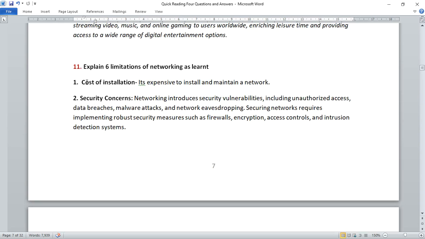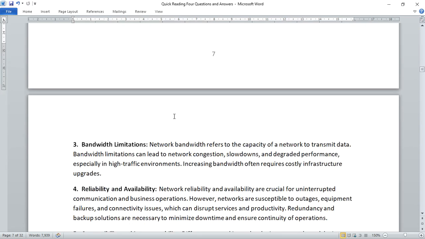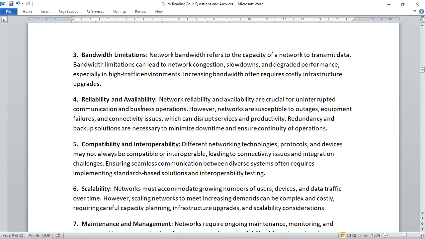So networking is very expensive. Remember a situation whereby you want to install Wi-Fi in your house. You can see how expensive it is. Then security concerns. Some people may hack, may get unauthorized data and misuse it. You can have malware attack, that is viruses. You can have eavesdropping, that is some people trying to monitor or listen to your conversations.